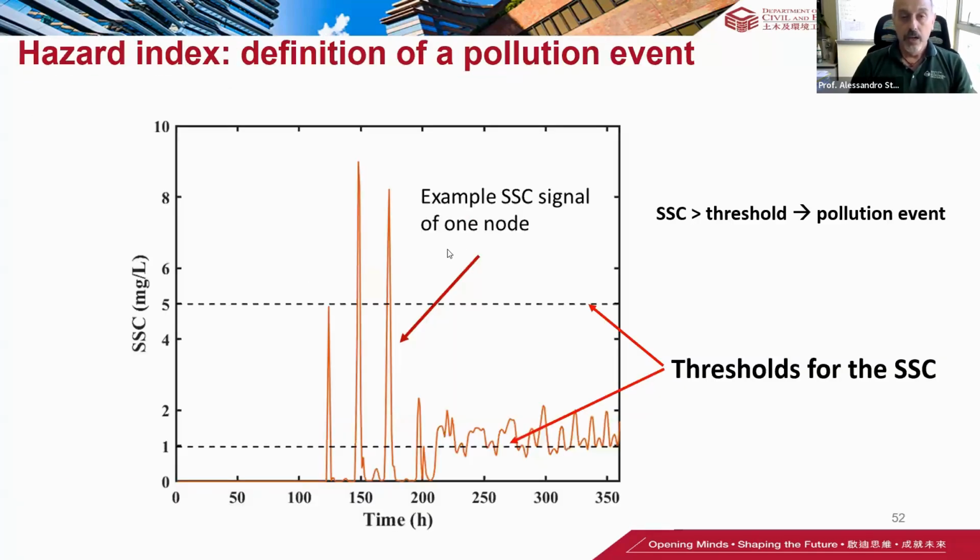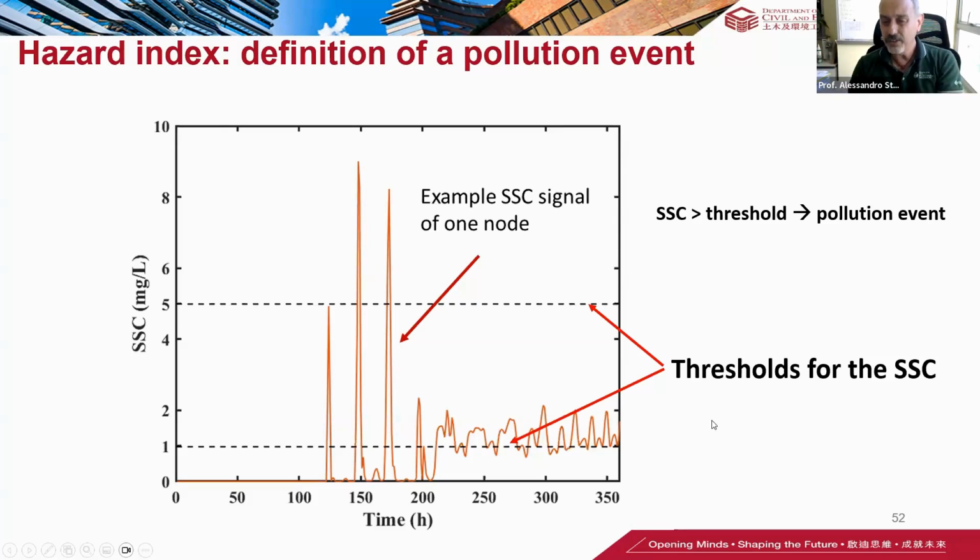Then we need to define the hazard. So how can we define the hazard? This is again pretty standard. Imagine you have this. This is an example of a suspended sediment concentration signal at one point in your domain. Of course, you have zero, then you can have peaks of the SSC signal in a single node. Then you should decide some threshold.